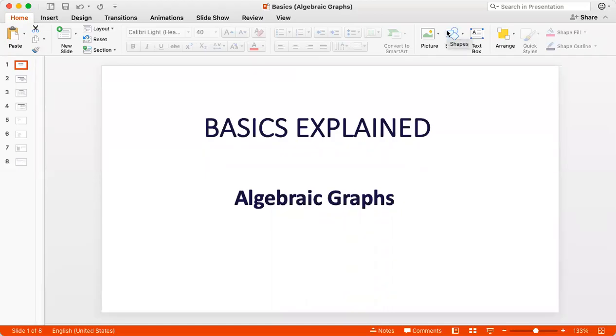In our continuing series Basics Explained, we look at the fundamental concepts of various topics that you are likely to see on the SAT and the ACT. Today we look at algebraic graphs. Why are we calling them algebraic graphs?